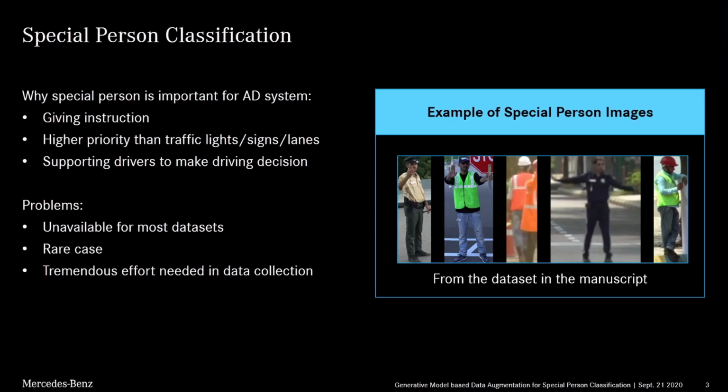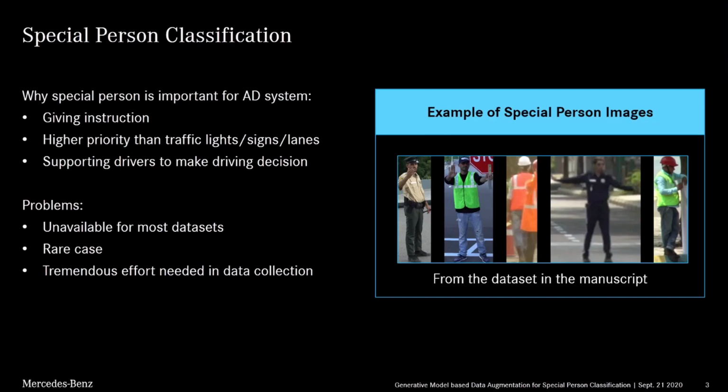A human driver would take the information about the role of the person as well as the signal from this person to make adequate driving decisions. Therefore, it could be estimated that the introduction of a special person classification function into the perception module could bring extra overall benefit for the automated driving system.